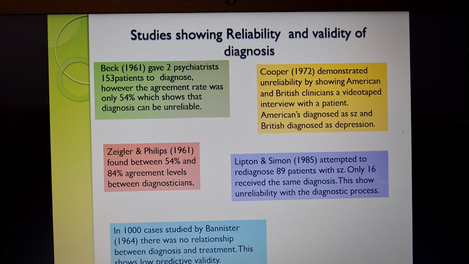Again, there's a few more of the studies here on this page, which I want you to have a read of and see if you can organise into reliability or validity and what they show.